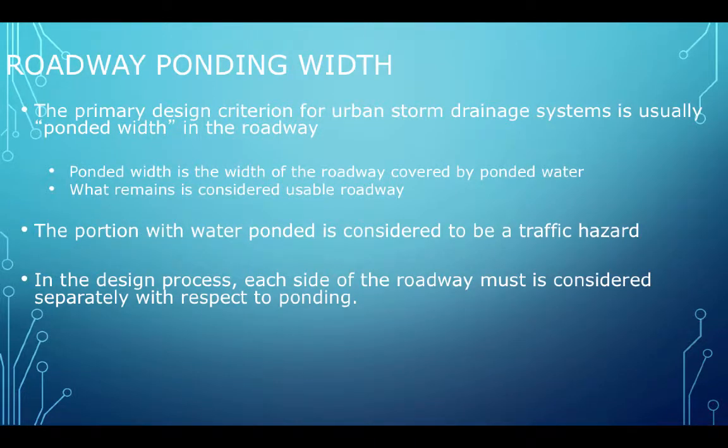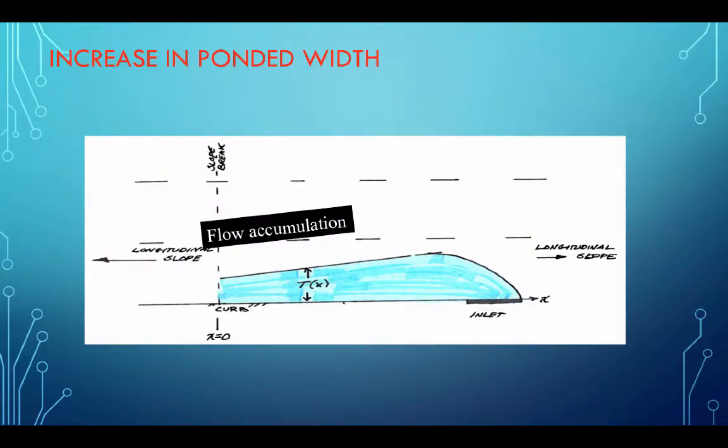The primary design criterion for urban storm drains is the ponded width, and the goal is to keep at least one traffic lane open depending on where the actual design is occurring. So the ponded width increases as flow accumulates. So in this case, we have flow accumulating moving to the right in this diagram. Here's a slope break. And so it accumulates, and as flow accumulates, the ponded width gets wider and wider to carry that greater and greater flow.